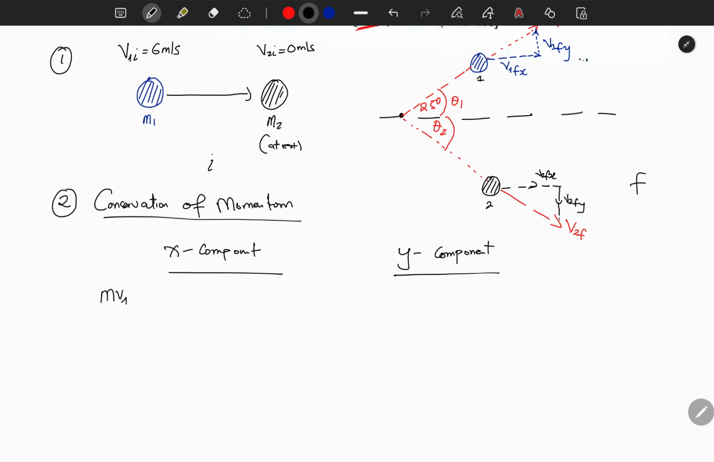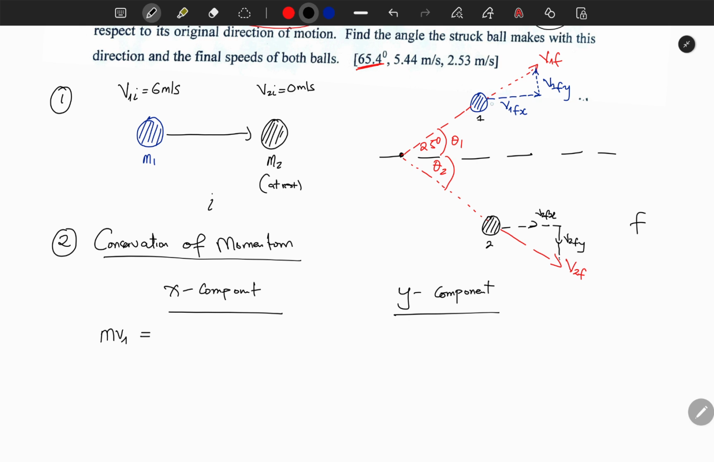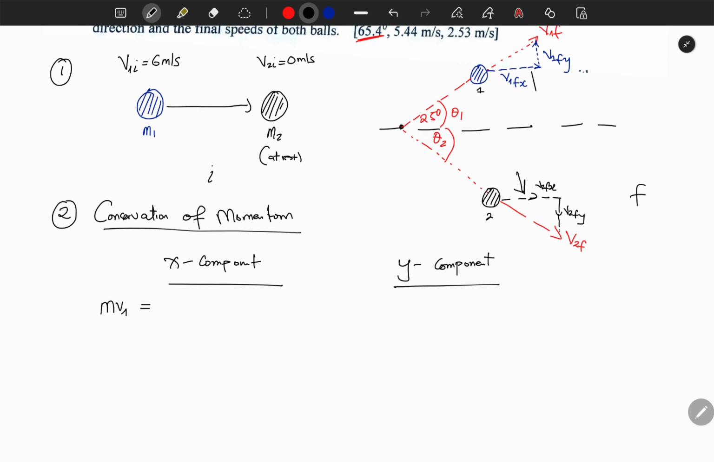And this is just the initial speed for that ball. This will be equal to, because we don't have it for the second ball, which is just going to be plus 0, but we have for the final. So for the final in the x, we've got this part here, x. We also have this part here, x. And we can say they're all going in the same direction. Hence, we are going to add them.